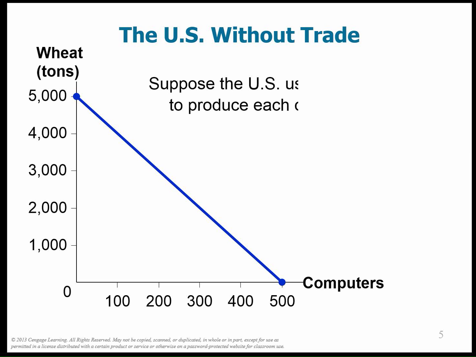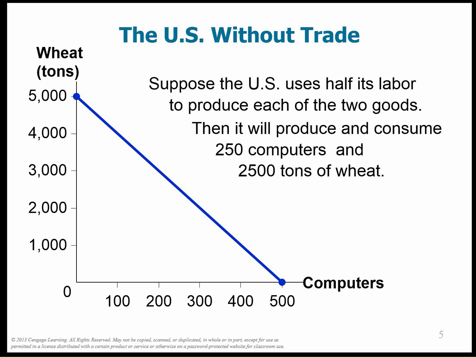All right, so without trade, let's just suppose they split it half and half. Half of their labor hours they dedicate to wheat, half of the labor hours they dedicate to computers, and therefore 25,000 labor hours to each of those goods. We are at this point. So they both produce and consume 250 computers and 2,500 tons of wheat. Because they're not trading, they're going to consume or eat exactly what they produce.